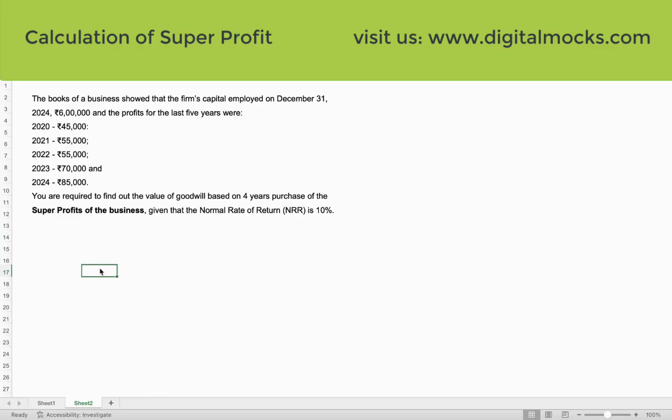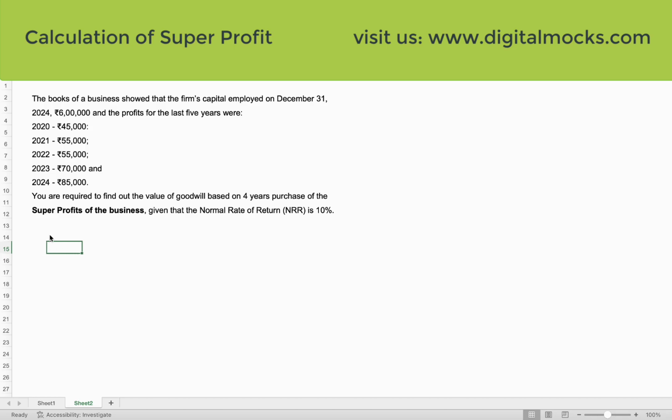And in today's video, we are going to see how to calculate super profit for the calculation of goodwill, right? Sometimes we need to calculate goodwill based on super profit. So first we will see what we mean by super profit. Then we will see how to calculate goodwill, right? So let's start the video.